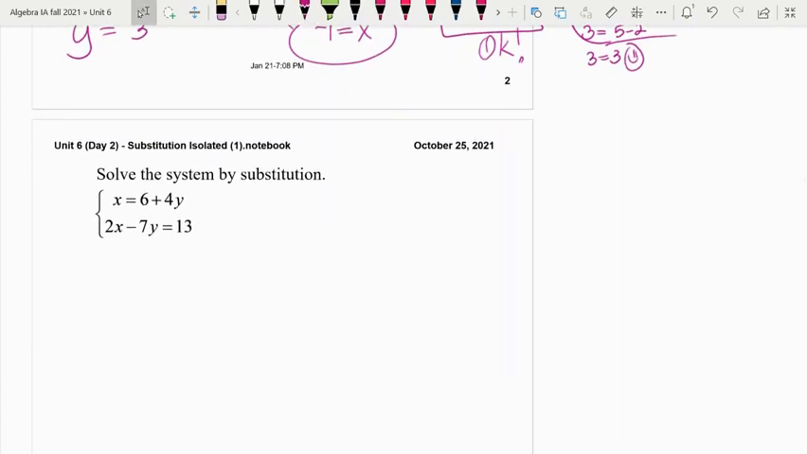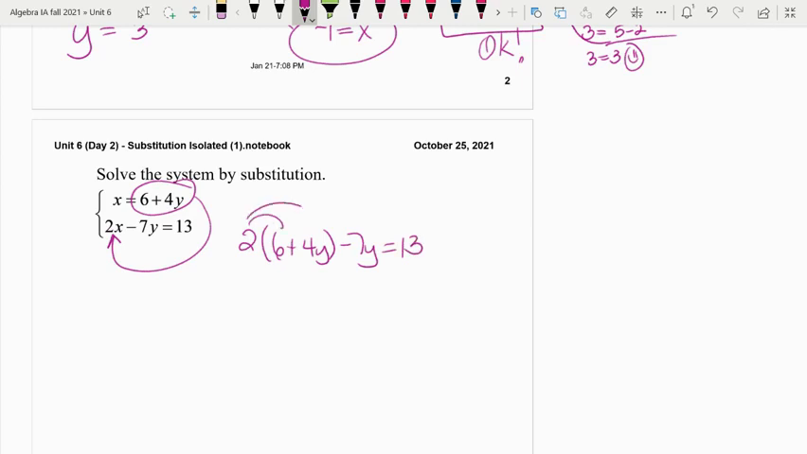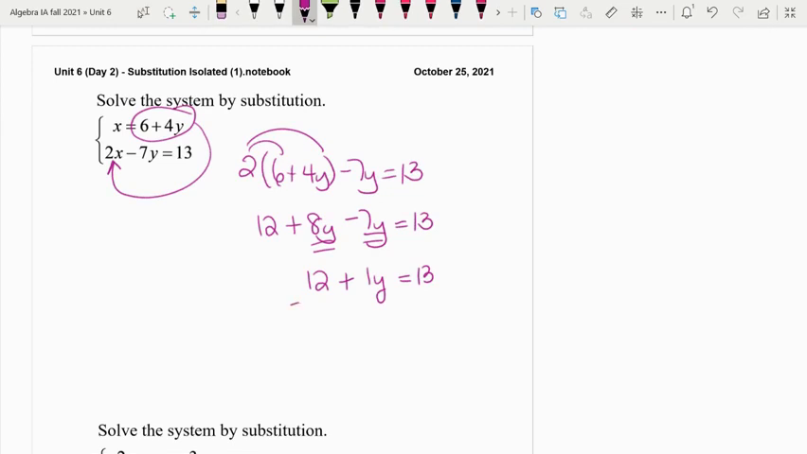Next one, the top equation says x equals 6 plus 4y. So I'm going to circle that and substitute in for that x. So twice of 6 plus 4y minus 7y equals 13. Distribute this, so I get 12 plus 8y. So 2 times 6 is 12. 2 times 4y is 8y. Minus 7y equals 13. Combine like terms. So 8 minus 7 would be 1y, so 12 plus y equals 13. Subtract 12 on both sides.